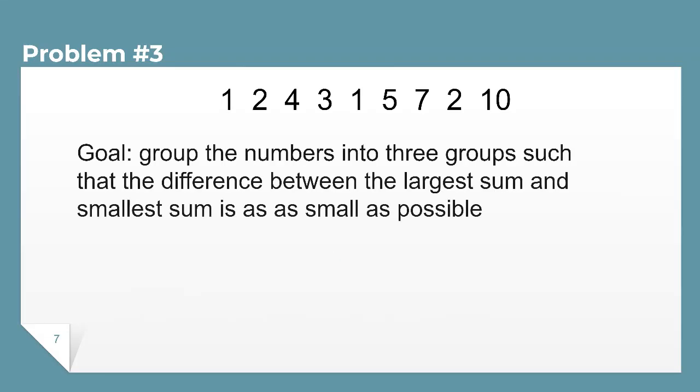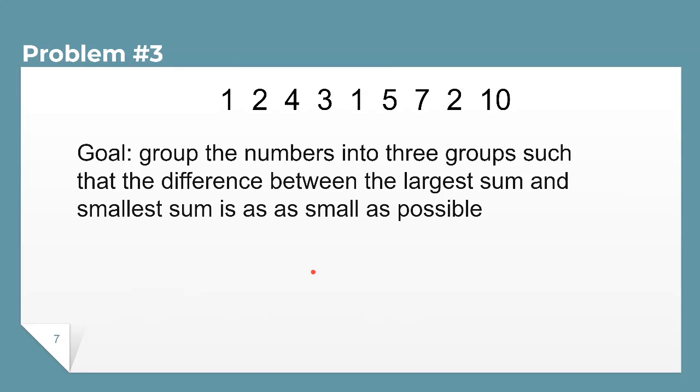Okay, that was problem number 2. And now problem number 3. Again, we have an array, lots of arrays. And this time we want to group the numbers into 3 groups such that the difference between the largest sum and the smallest sum is as small as possible. That's a lot of largest and smallest things.